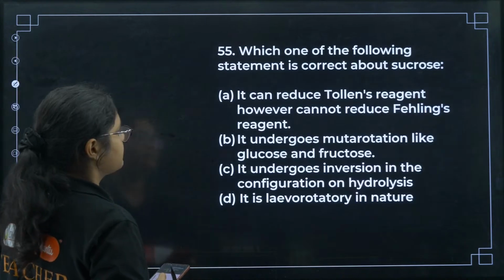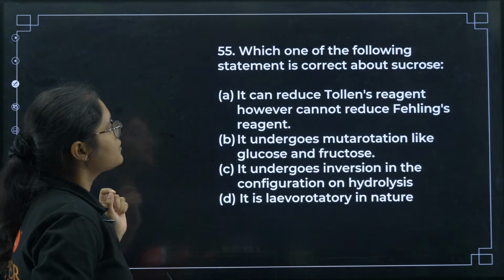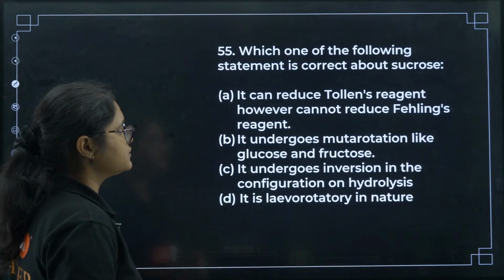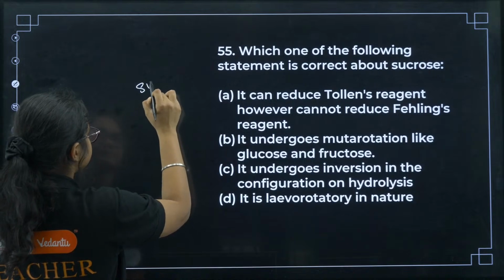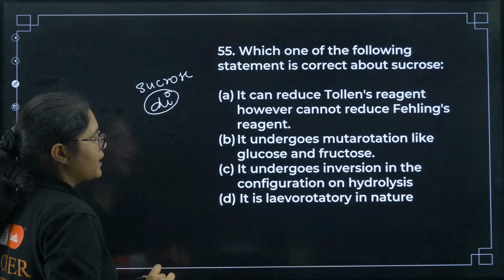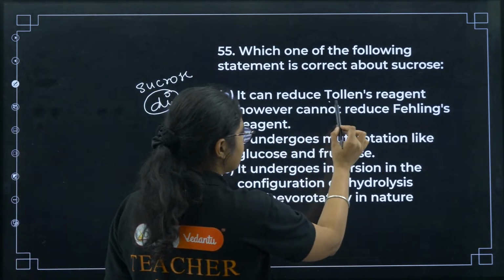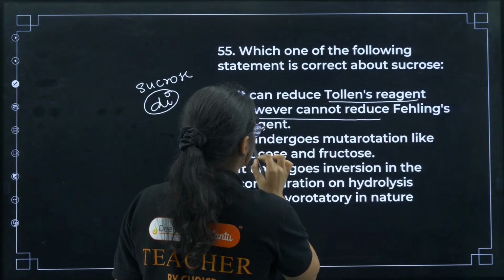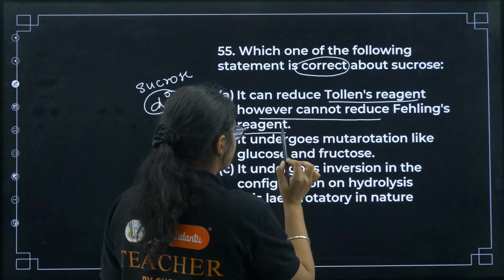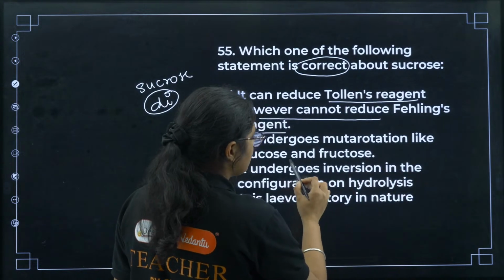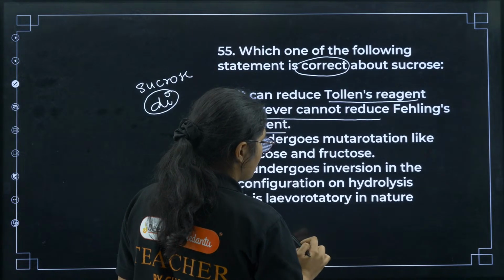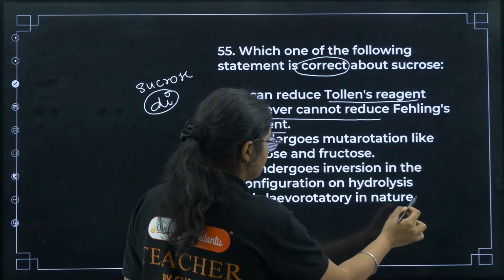Next, moving to question number 55. Which one of the following statements is correct about sucrose? You know what sucrose is. Sucrose is a disaccharide. Option one: it can reduce Tollens reagent, however it cannot reduce Fehling's reagent. You have to find the correct statement. Next, it undergoes mutarotation like glucose and fructose. It undergoes inversion in the configuration on hydrolysis. It is levorotatory in nature.